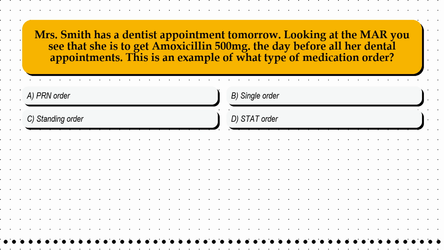Looking at the MAR, you see that she is to get amoxicillin 500 mg the day before all her dental appointments. This is an example of what type of medication order? Option A. PRN order. Option B. Single order. Option C. Standing order. Option D. Stat order.